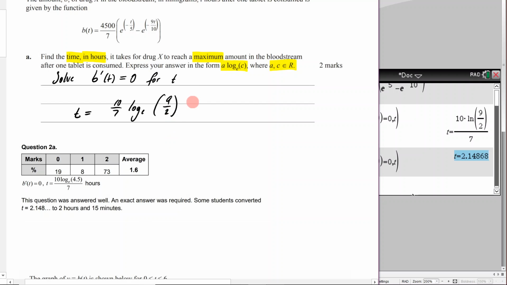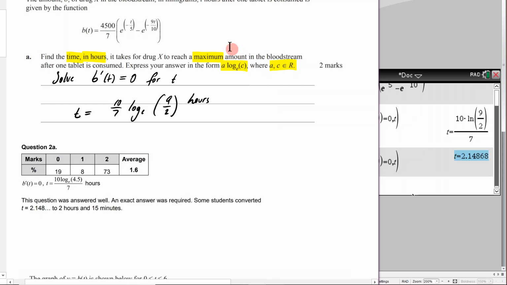Oh, and they have put hours at the end of this. So let's do that as well, hours. This question was answered well. An exact answer was required. Some students converted t equals 2.15 to hours as t hours and 15 minutes.